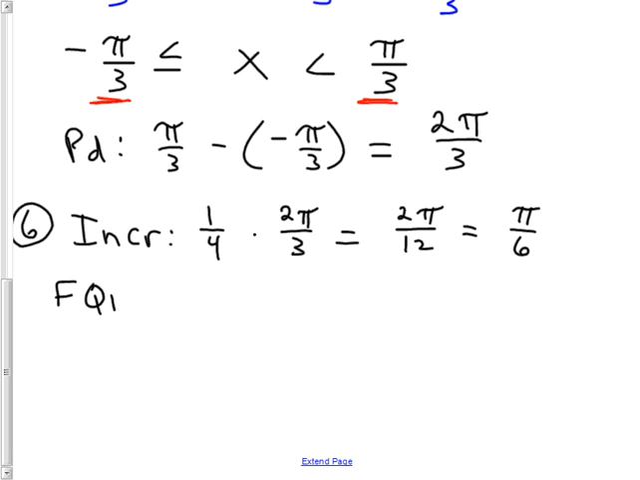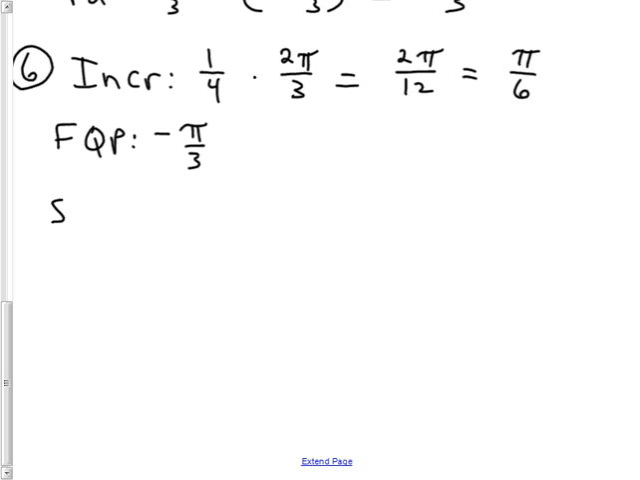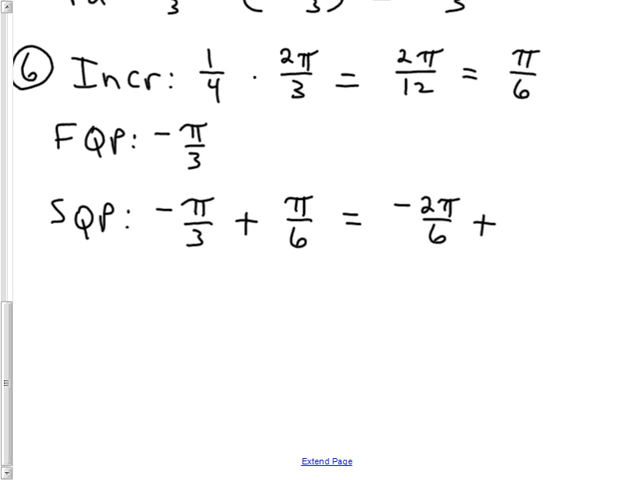So we have our first quarter point at negative pi over 3. So our second quarter point is going to be negative pi over 3, and I'm going to add pi over 6. So I've got to get a common denominator. My common denominator would be 6, and so this is going to be negative 2 pi over 6 plus pi over 6. And so my second quarter point is going to be at negative pi over 6. Again, these are our x values that we're getting. My third quarter point.